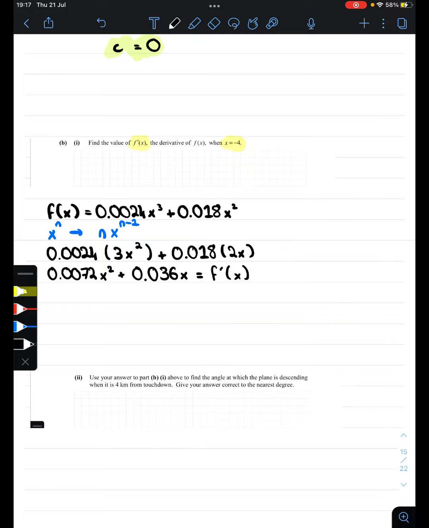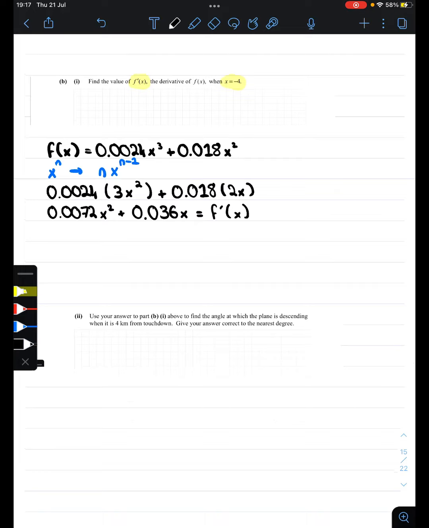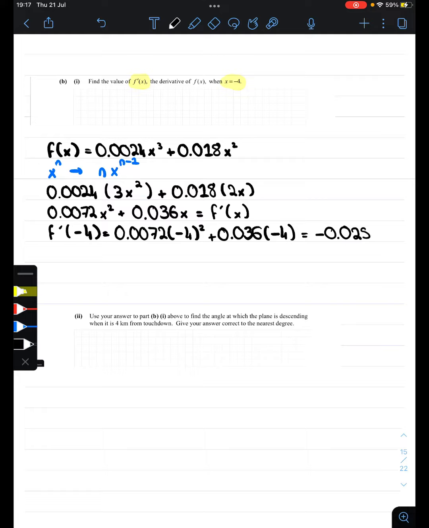Now we have to find the value when x is minus 4. So let's sub in minus 4. f prime of minus 4 will be 0.0072 by minus 4 squared plus 0.036 by minus 4, which is minus 0.0288. Okay, so that is our answer.